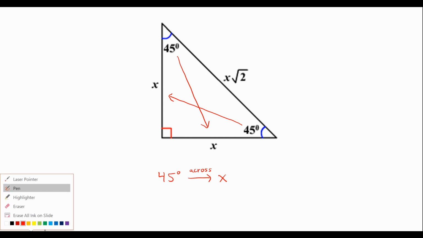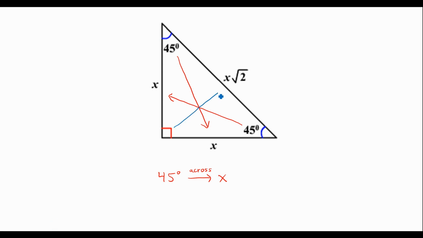Additionally, across from the right angle is x root 2. So if we have our right angle of 90 degrees, across from it is the value of x root 2. You don't necessarily need to use these, but these can be helpful sometimes in setting up relationships.